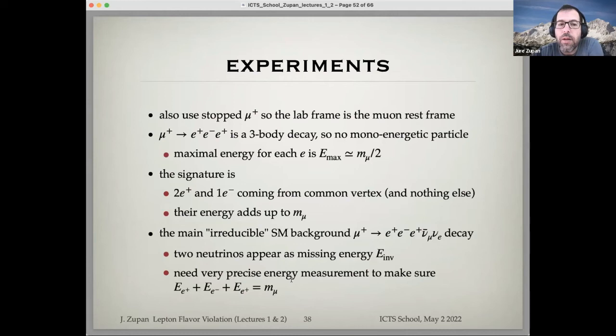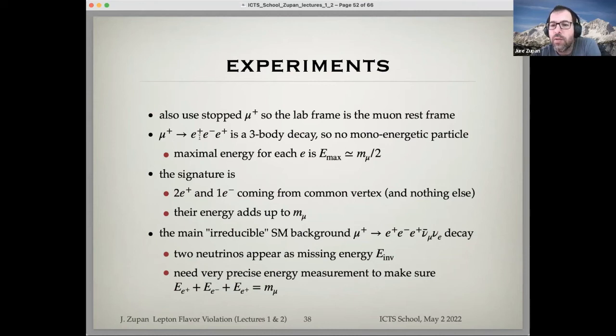All right, so what does the experiment look like? Morally it's a similar story to mu to e gamma, but the details are different. We want a precise measurement of the energy of the outgoing particles. So therefore you use a mu plus that is stopped, so not mu minus, but mu plus that is stopped in the target, so that the muon and the lab frame coincide, and you don't have bound effects from the binding to a nucleus.